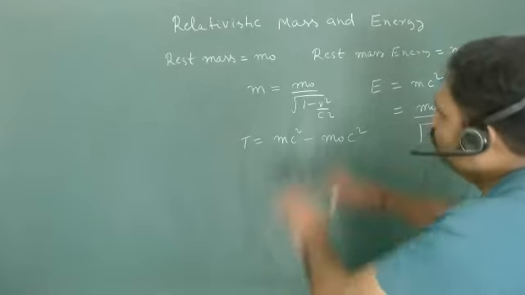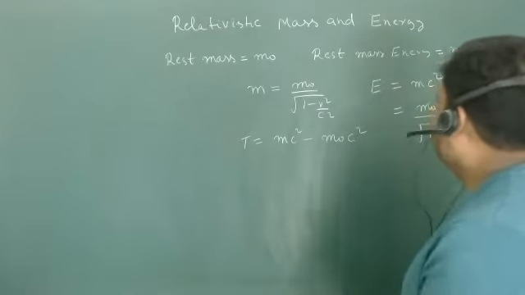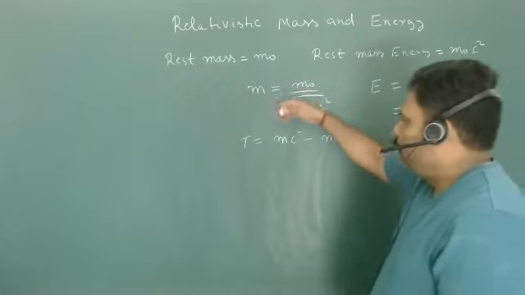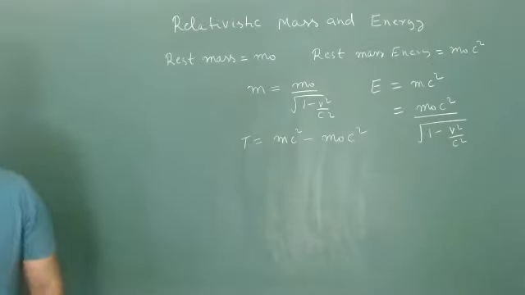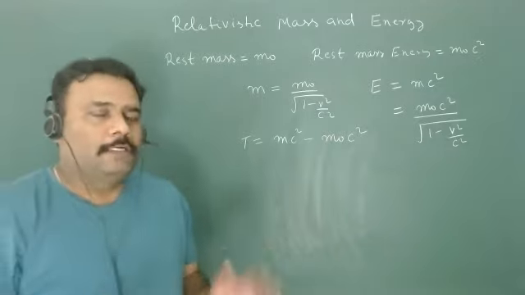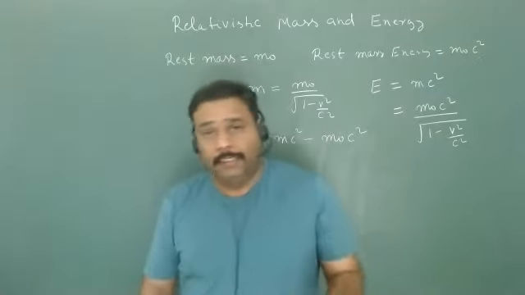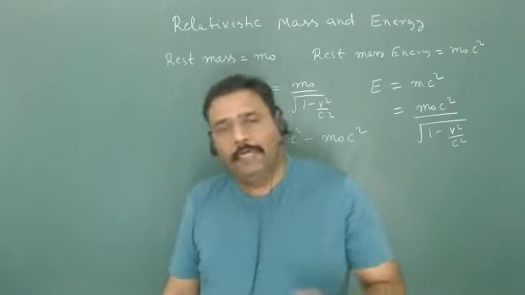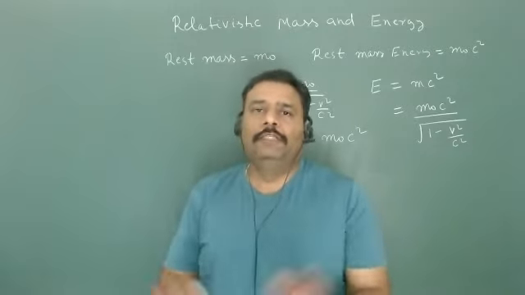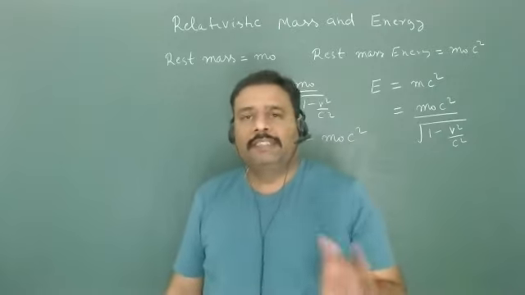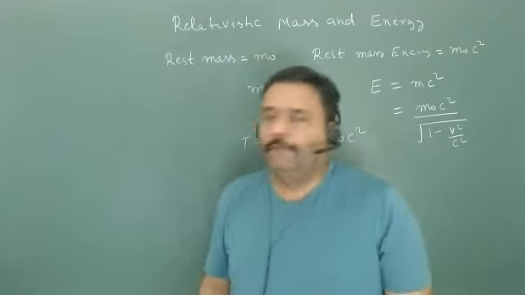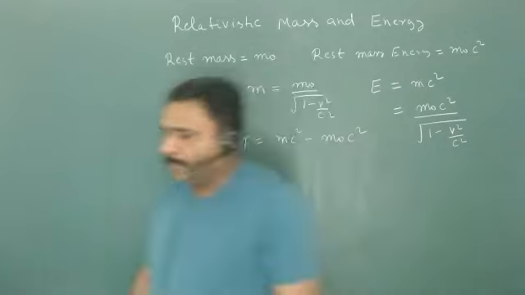So let's try to do some problems mainly based on relativistic mass and kinetic energy. And obviously we have all these concepts of relative speed, which is very important. So we will again use all these concepts, and we will see how this relativistic mass can be calculated. So let's go for the first problem.